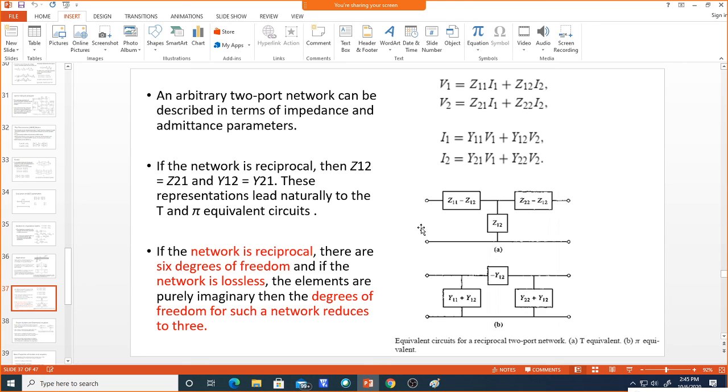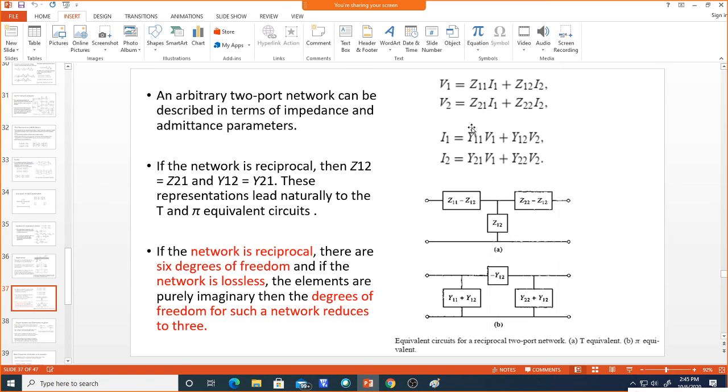And if the network is reciprocal, there are 6 degrees of freedom. That means you have 6 independent parameters, that is v1, v2, i1, i2 and all the other Z parameters. So in terms of the matrix, it will have Z parameters as well as voltage and current parameters. If the network is reciprocal, since it is symmetric, you will have 6 degrees of freedom. And if it is a lossless network, then there is no real part associated with it, so it reduces again to 3 degrees of freedom.